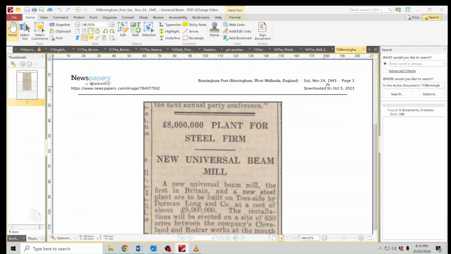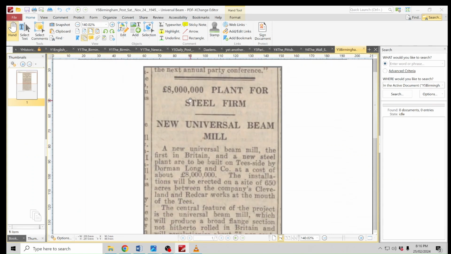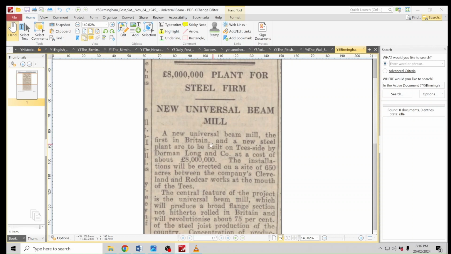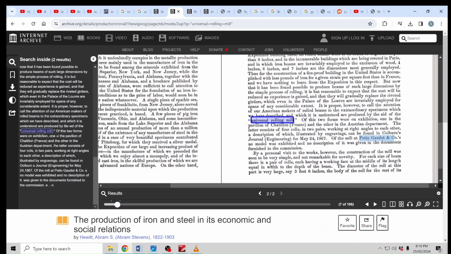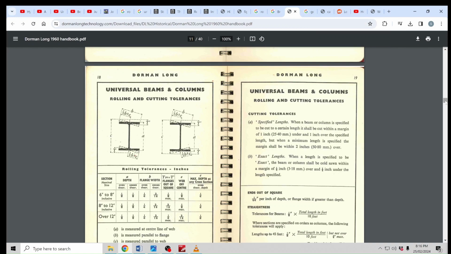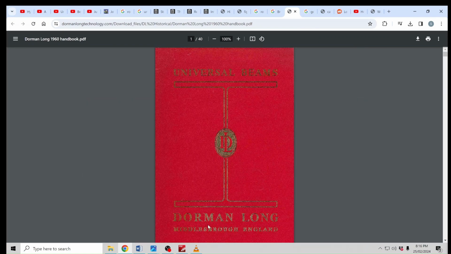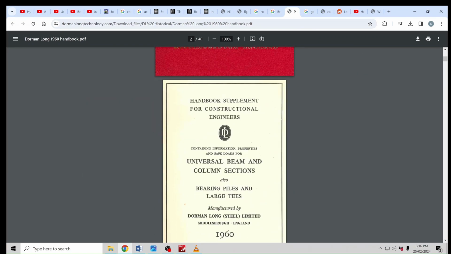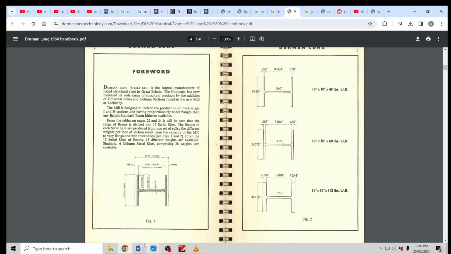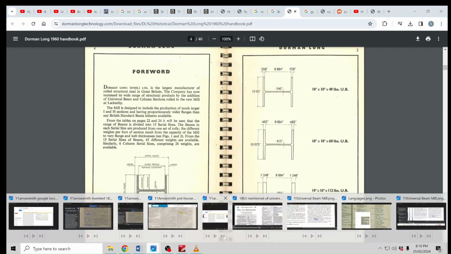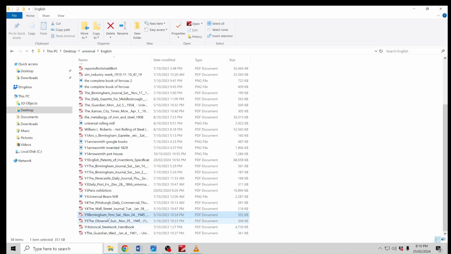Okay, so now we're back over in the UK in 1945. £8 million plant for steel firm. A new universal beam mill, the first in Britain, and a new steel plant are to be built on Teesside by Dorman Long and Co. And if we go back to the very beginning, this was Dorman Long, universal beams, 1960. This is from an old catalogue. So let's go back and have a look at this. Too many to look at now.